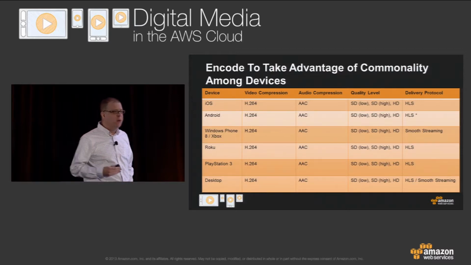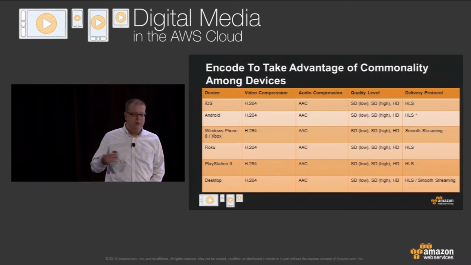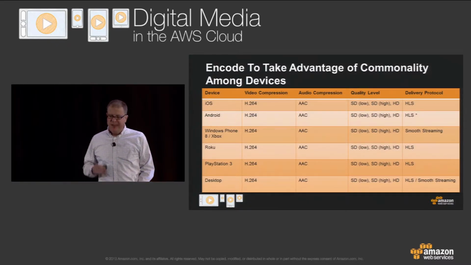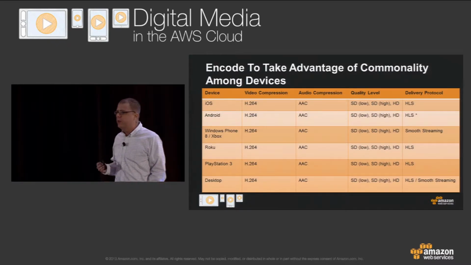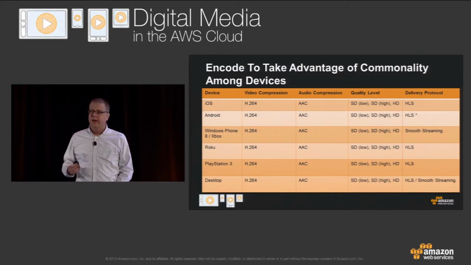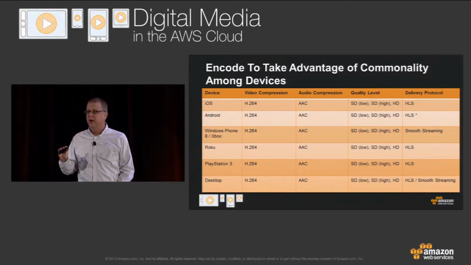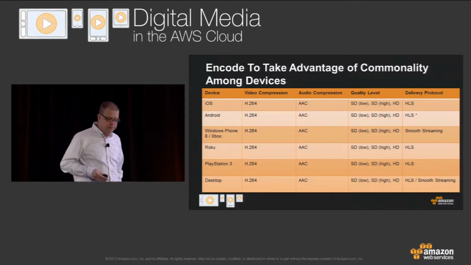You're still going to have multiple copies of your assets to reach different bit rates and different form factors, and it's also not going to solve the delivery protocol problems. But take advantage of the commonality that H.264 with AAC provides in order to get an encode that is broadly applicable as opposed to separate ones for separate devices.